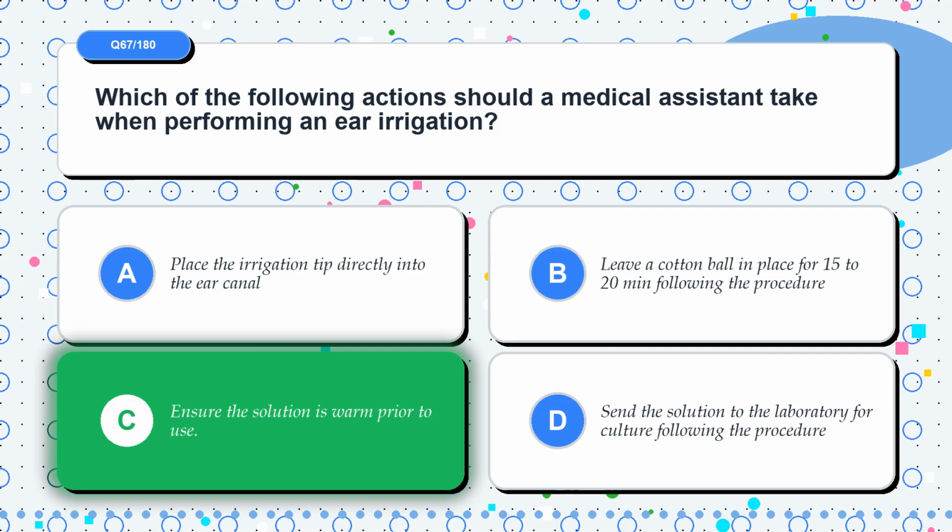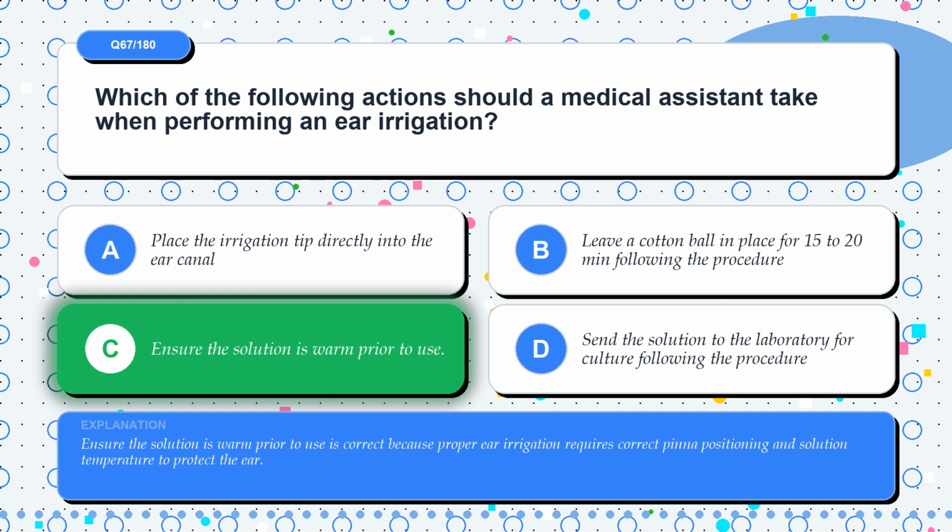The correct answer is option C. Ensure the solution is warm prior to use. Ensure the solution is warm prior to use is correct because proper ear irrigation requires correct pinna positioning and solution temperature to protect the ear.